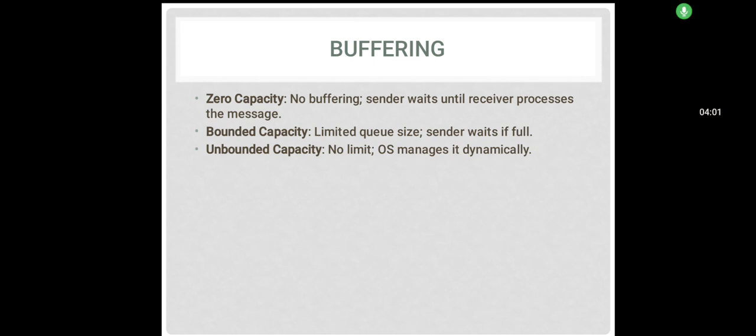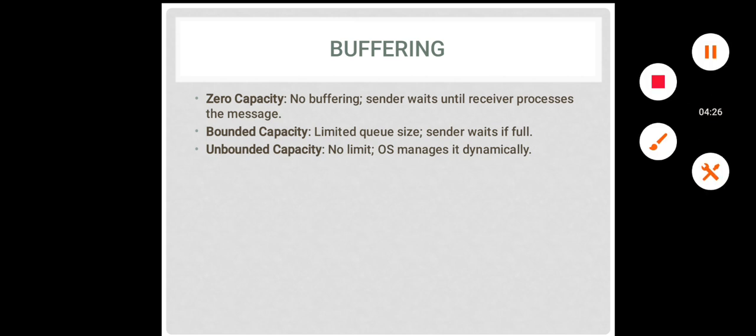And next, buffering: zero capacity, bounded capacity, and unbounded capacity. First, zero capacity: no buffering. The sender waits until the receiver processes the message. And next, bounded capacity: limited queue size. The sender waits if it fills. Unbounded capacity: no limit, managed dynamically by the OS. This is the buffering of inter-process communication.